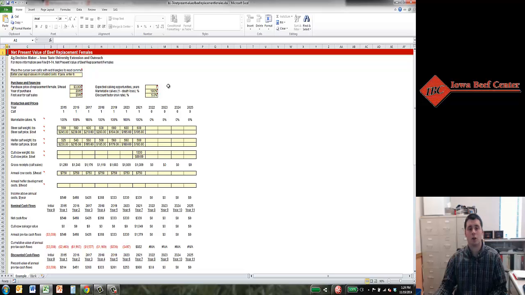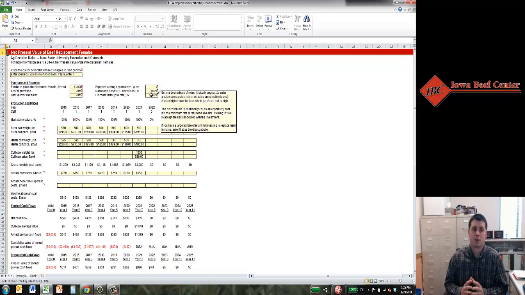Also, we need to look at the number of calving opportunities, and I'm going to use 7 here for the number of calving opportunities and 100% marketable calves. Important here is, if you're going to use this decision tool to look at a lot of replacement females, it may be important for you to adjust the expected calving opportunities or the marketable calves for the average of the lot.